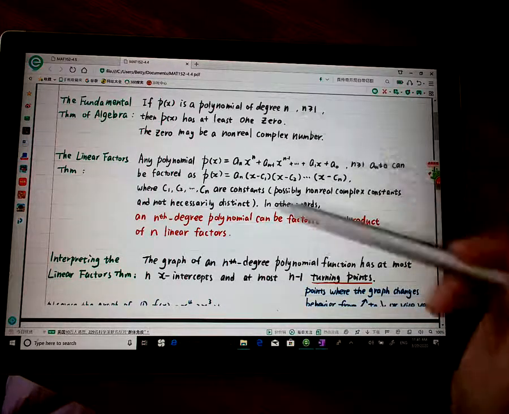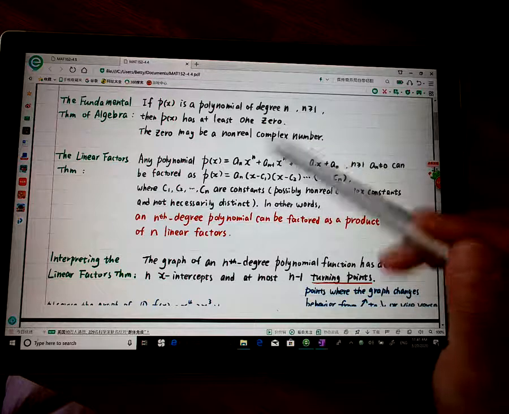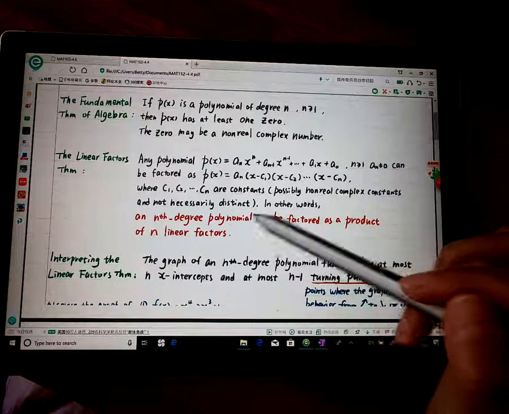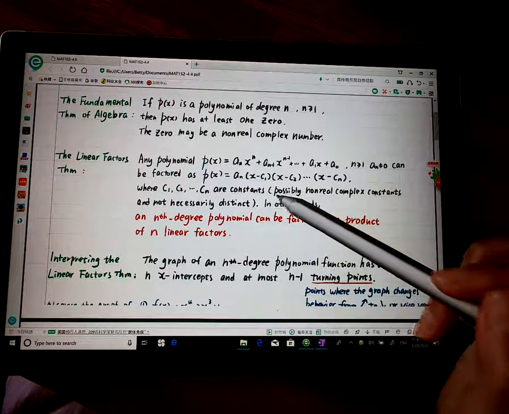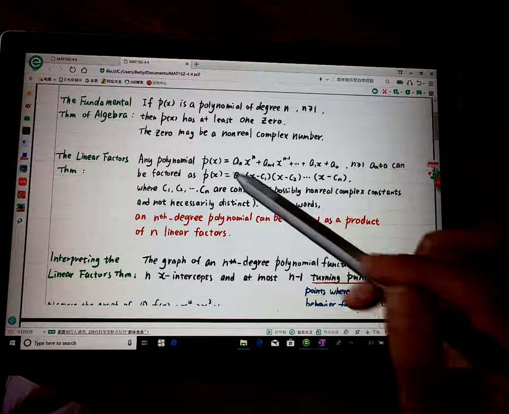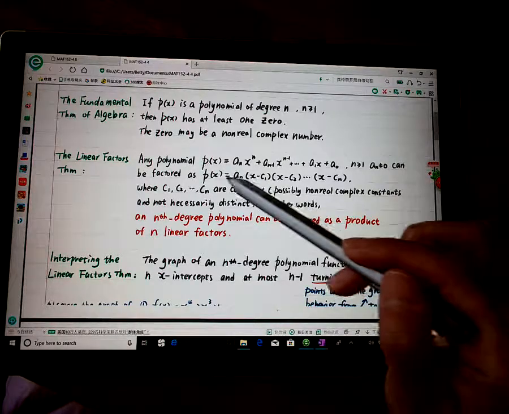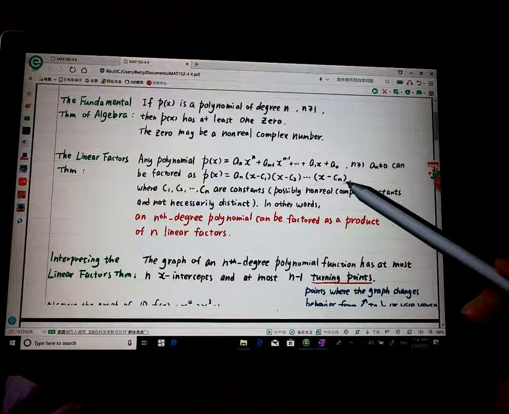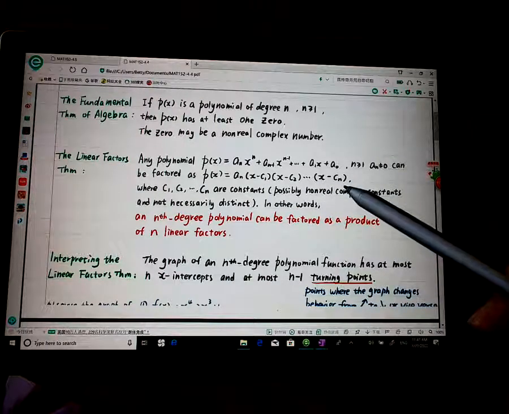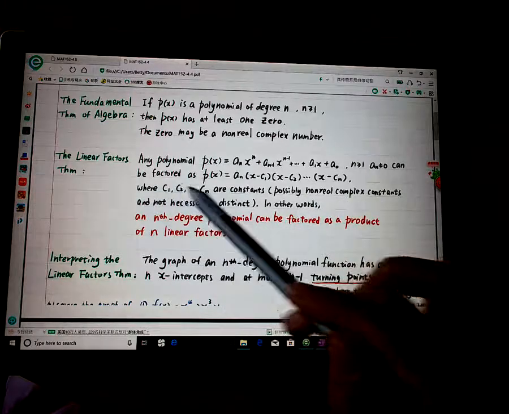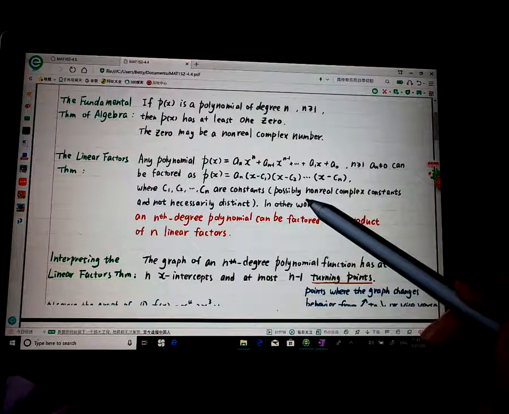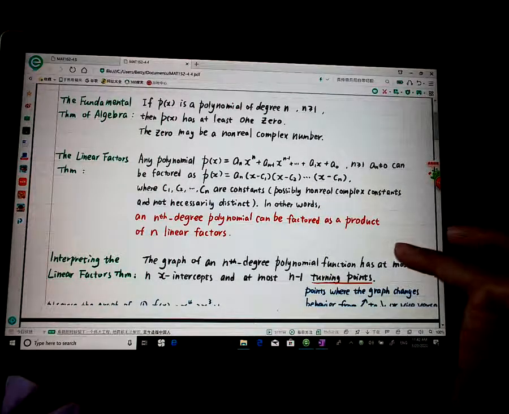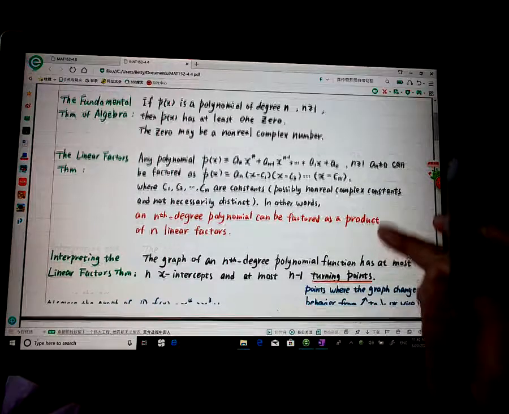Yeah, the two theorems actually tell us the same thing. If the polynomial function has degree n, then it has exactly n zeros. Then the function could be factored in this form. c sub 1, c sub 2, all the way to c sub n are the n zeros of the polynomial function p of x. They don't have to be distinct, and they don't have to be all real numbers. They could be non-real complex numbers.